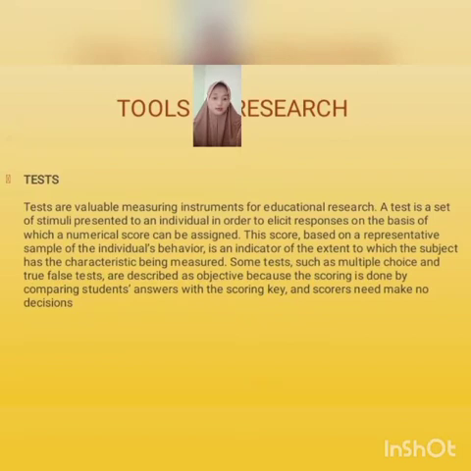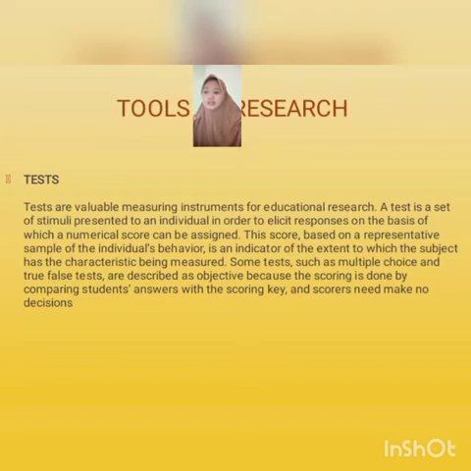I will explain about tools of research. Tests are valuable measuring instruments for educational research. A test is a set of stimuli presented to an individual in order to elicit responses on the basis of which a numerical score can be assigned. This score, based on a representative sample of the individual's behavior, is an indicator of the extent to which the subject has the characteristic being measured.